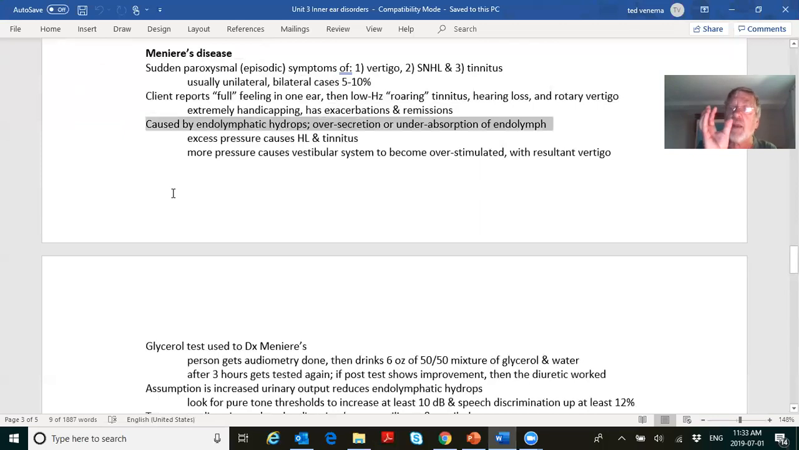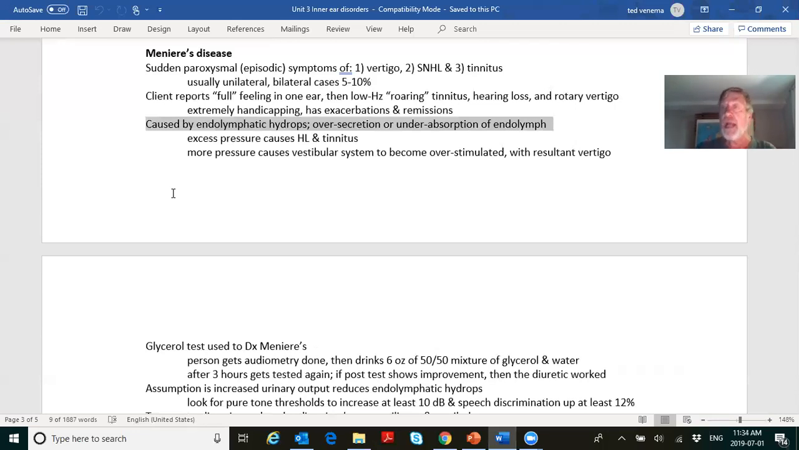Too much endolymph fluid in the scala media. Put a star by that. Not perilymph. Too much endolymph fluid surrounding the hair cells in the scala media. Remember, the scala media is the membranous labyrinth, bordered by the basilar membrane on the bottom and Reissner's membrane on the top. It's the triangular shape in the cochlea. Too much fluid in there.